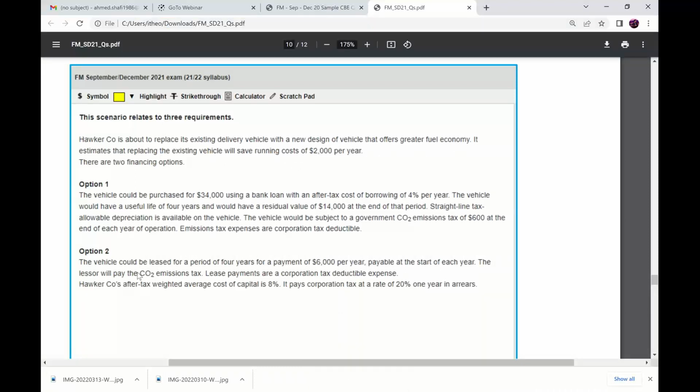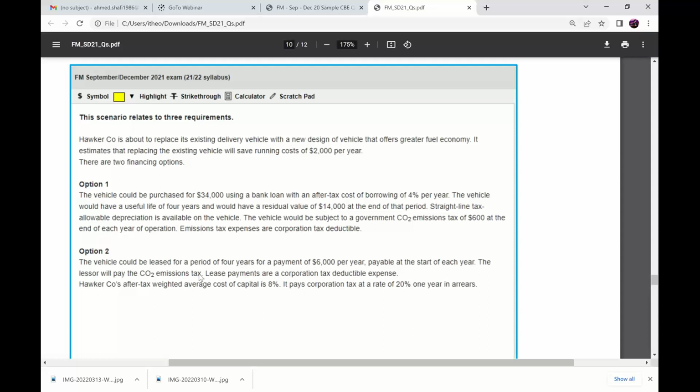Option two, the vehicle could be leased for a period of 4 years for a payment of 6,000 per year payable at the start of each year. So the vehicle will be leased for 4 years. First option was purchasing. The second option was leasing for a period of 4 years for a payment of 6,000 per year, payable at the start of each year. Start of each year means advance.